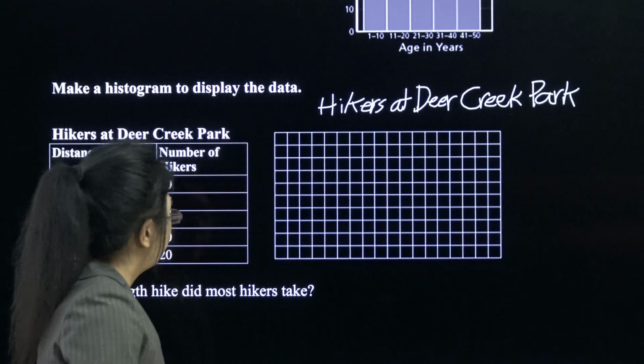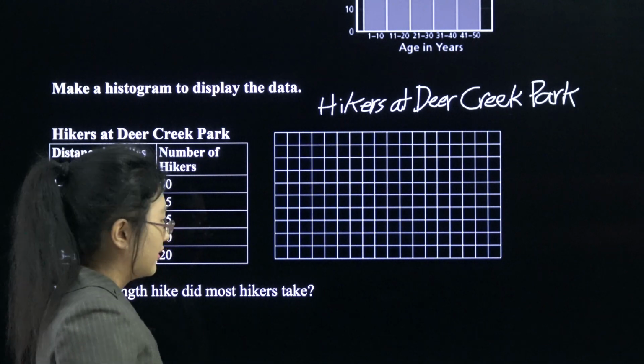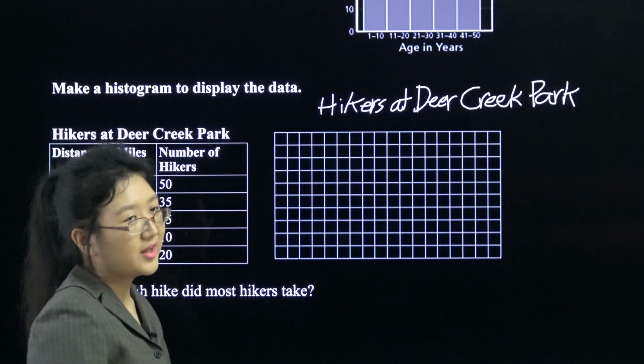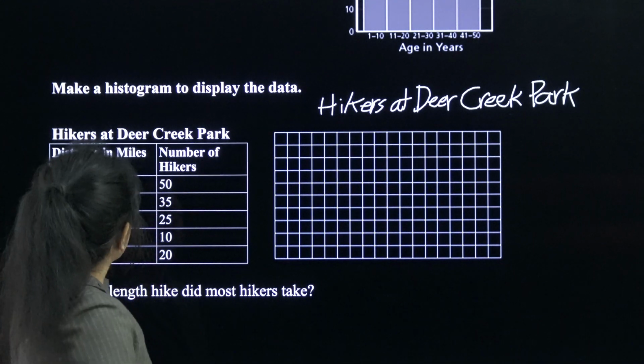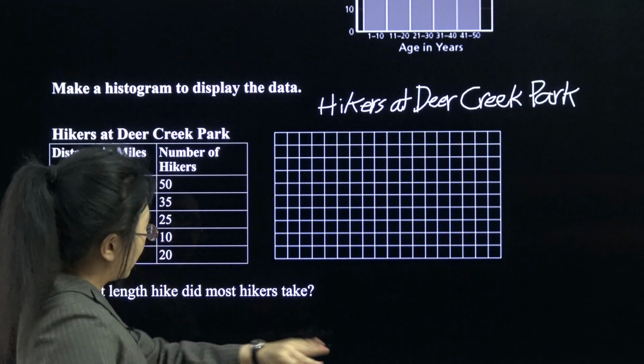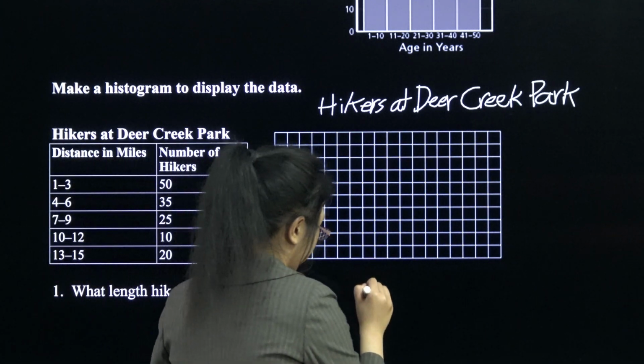Now, the axes, that's how you pronounce it, and it's spelled like axes, which is kind of weird. But the one with intervals is the one on the horizontal axis. So that's distance in miles.